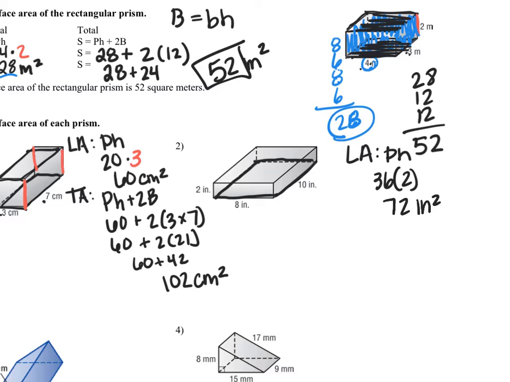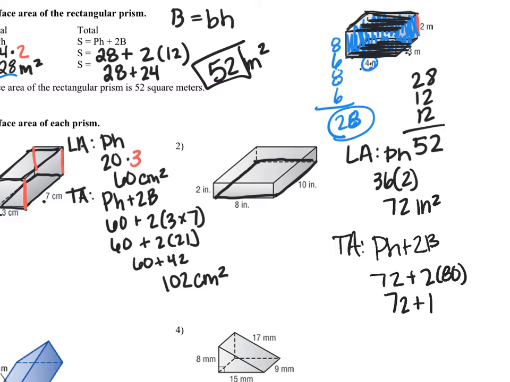Okay, so your total surface area is 72 plus 2 times the area of the base. Okay, so the area of the base is what? I would do 8 times 10, which would be 80. So 80, which is 8 times 10. Okay, so 160, so 72 plus 160, 232 inches squared. It's not too bad, right?